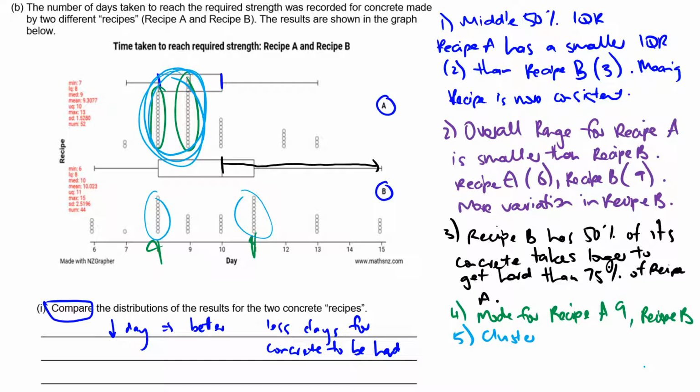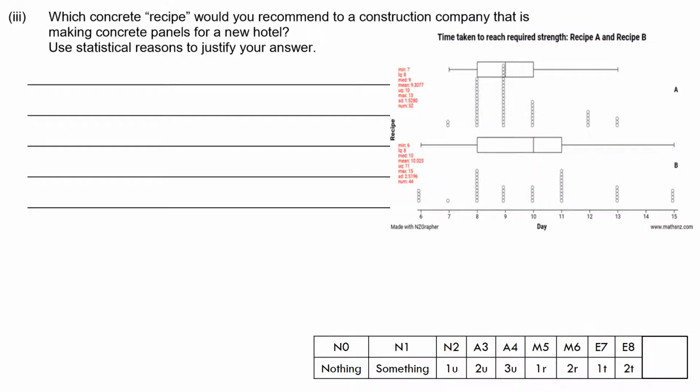So how this question was marked again. If you had one feature, one of the above 5, that got you an achieve tick. If you had 2 features with some sort of justification, with some sort of numbers to back you up, there's your merit tick. And if you had 3 with evidence and justifications, there is your excellence tick. Here all we're after is which would you recommend, and you have to justify that. You could choose either, but you need to be able to justify why.